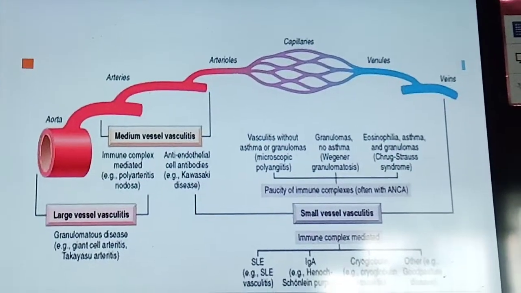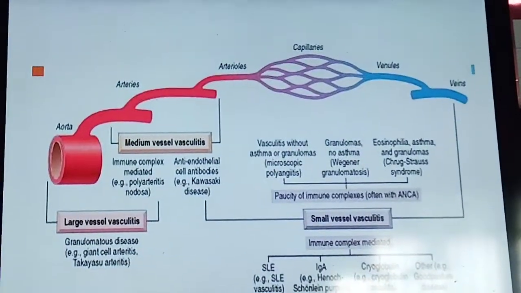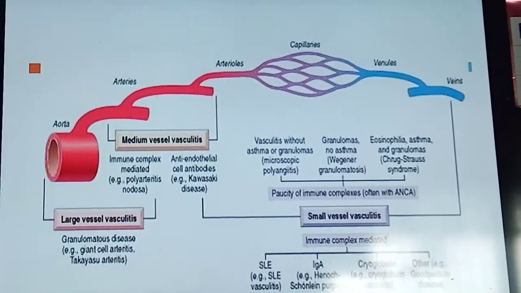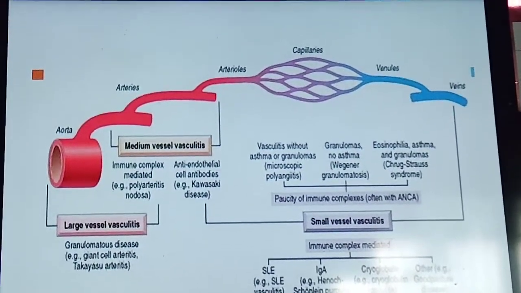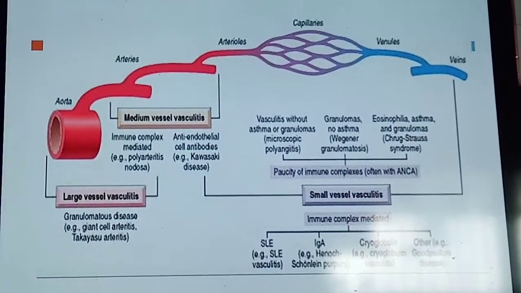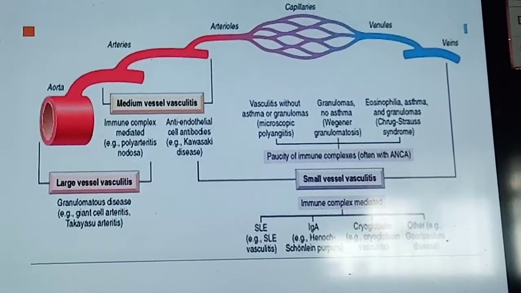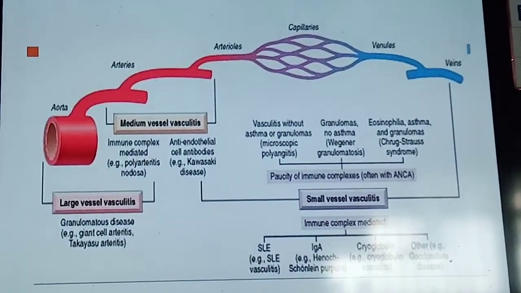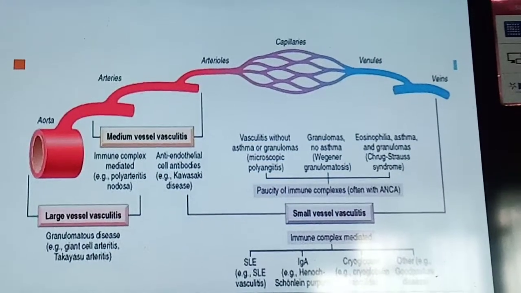These are the different types of vasculitis: large vessel vasculitis, medium vessel vasculitis, and small vessel vasculitis. These are the different forms of vascular pathology and the branches. One is the aorta, which gives rise to arteries, arterioles, capillaries, venules, and veins.